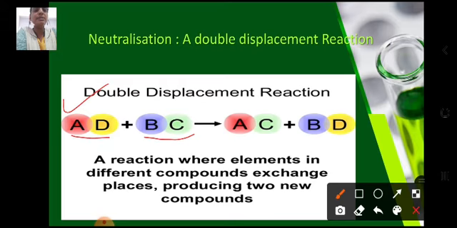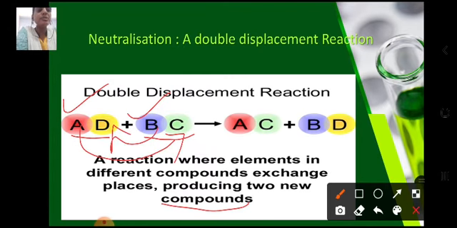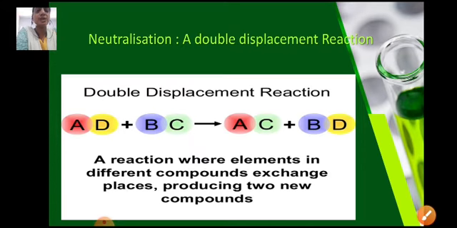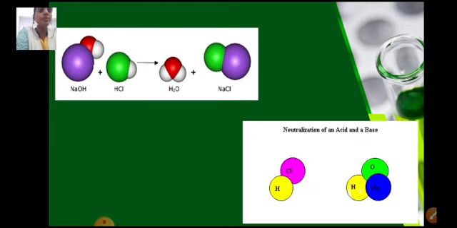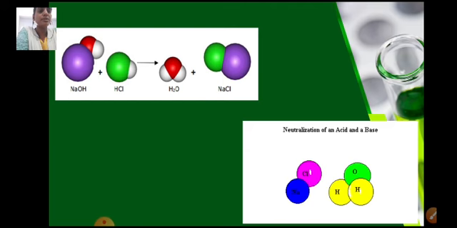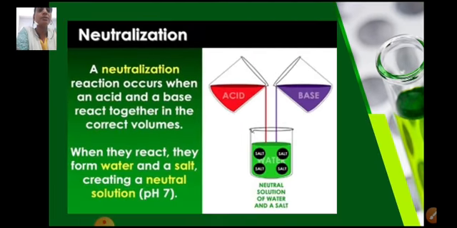Say that this is an acid and this is a base. The elements of these compounds are exchanging partners and hence producing completely new compounds. AD and BC are reacting to produce AC and BD. Such reactions are said to be double displacement reactions, and neutralization is a very good example of a double displacement reaction. Here too you can see what is happening during neutralization. HCl and NaOH are reacting, resulting in the formation of NaCl. So this is what is being shown here.